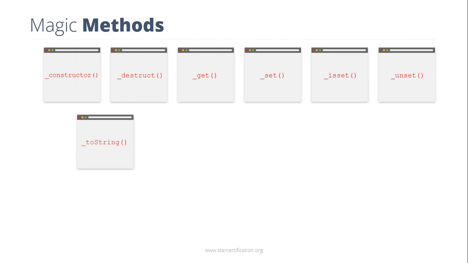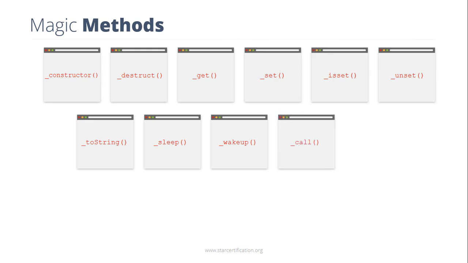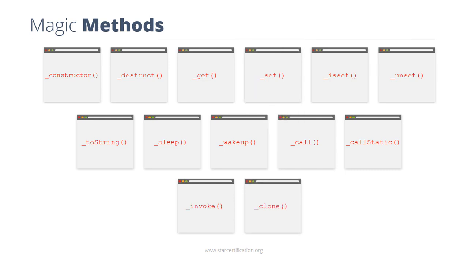ToString allows you to return an object represented as a string. Sleep allows you to define the properties of the object that should be serialized. Wakeup establishes the object in the correct state for unserializing. Call executes when an object invokes a method that is not publicly accessible or is absent from the class. CallStatic executes when the object calls a non-static and publicly inaccessible method. Invoke allows using an object as a function. Clone creates a copy of an object using the clone keyword.